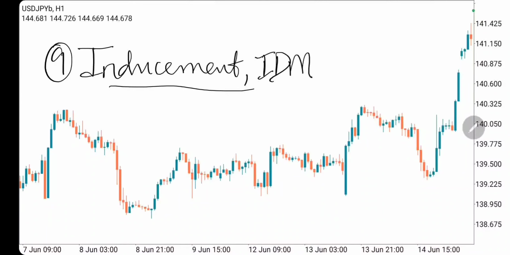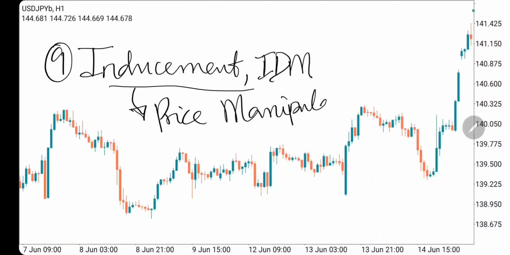Inducement actually means a situation whereby the big banks, the big financial institutions, manipulate the price of a currency pair and deceive smaller retail traders. So inducement can also be called manipulation. It actually means price manipulation. Okay, so inducement is a manipulation of price by high institutional traders, big banks, hedge funds. They manipulate price in order to deceive small retail traders. Let me give you an example.